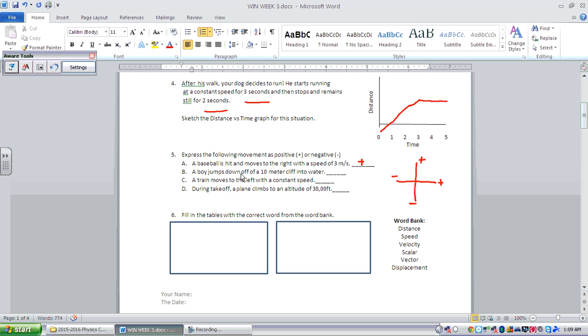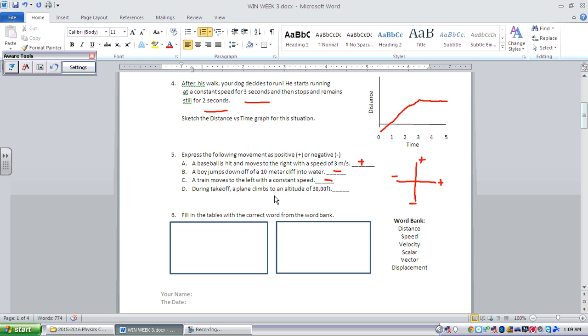A boy jumps down off a 10-meter cliff into the water. So if the boy is up on a cliff and then he jumps down, that's going downwards, which would be a negative value. So it'd be a negative displacement. A train moves to the left with a constant speed. If it's going to the left, it's going to be negative.